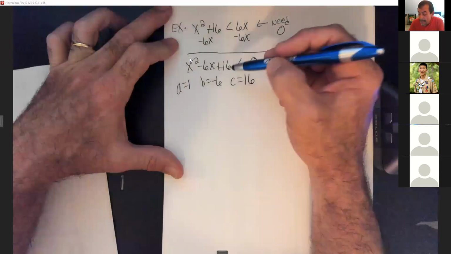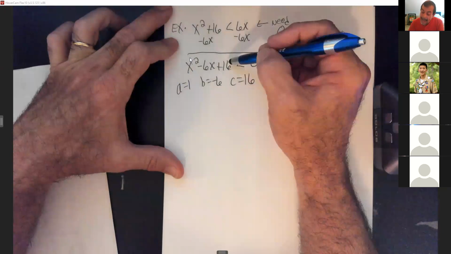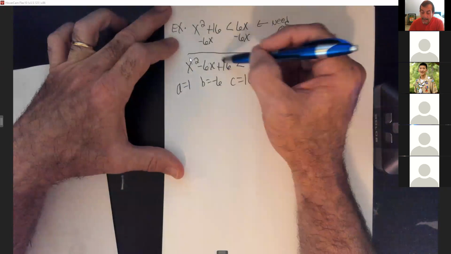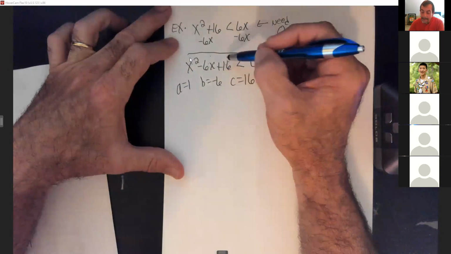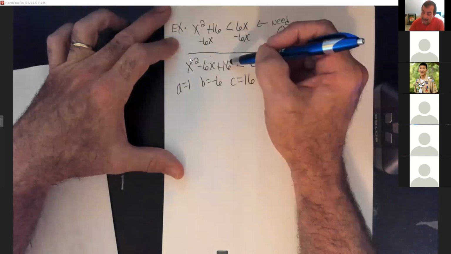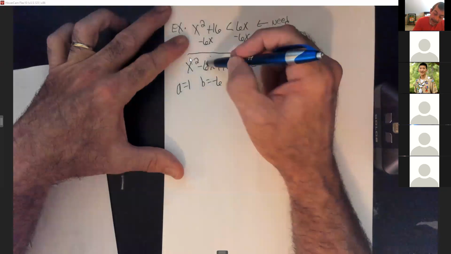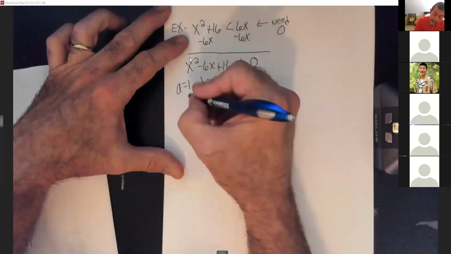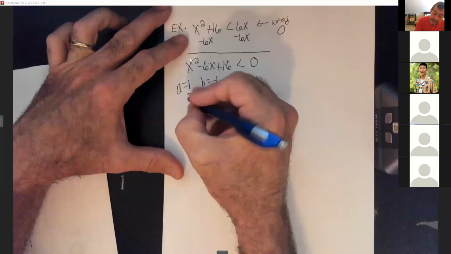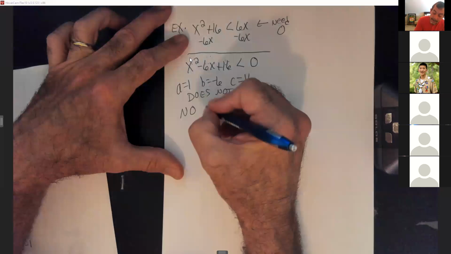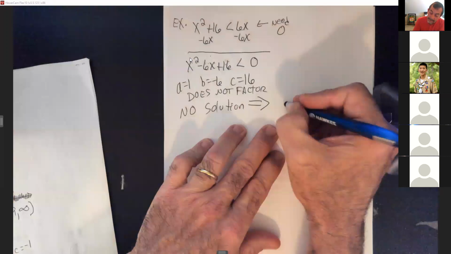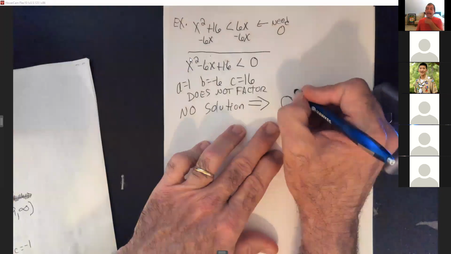And check this out. There's no factors of 16 that add to get a 6, right? 4 and 4 add to get 8. 2 and 8 add to get 10. 16 and 1 add to get 17. There's no factors of 16 that'll give me a 6. So this does not factor, which means it has no solution. Now in MATLAB, since it's no solution, they have what you call the empty set. It looks like a 0 with a line through it.